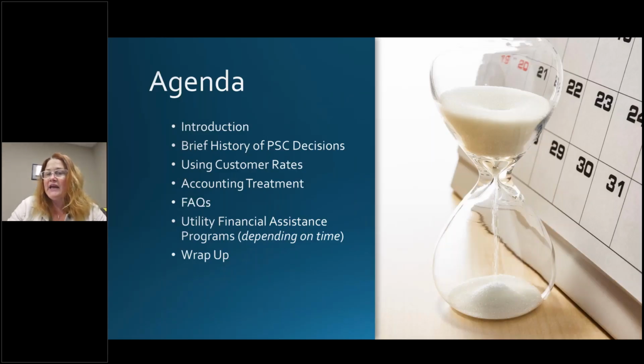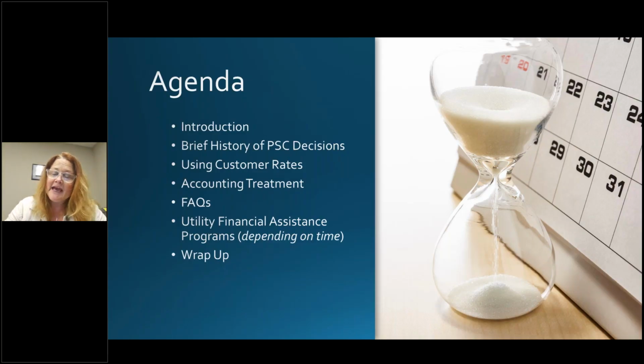So the agenda here, just make sure you're all in the right meeting. We are going to be talking about lead service line replacement on the private side. Here's the breakdown of the sections we're going to cover. We're going to do an introduction of who we are and what we plan to talk about. We're going to do a brief history of PSC decisions. We're going to talk in detail about using customer rates for private side LSL removal, how to approach your accounting treatment within utilities for that work.